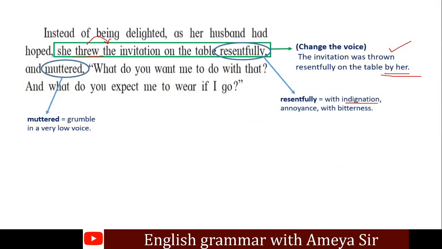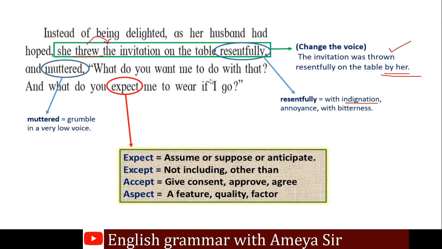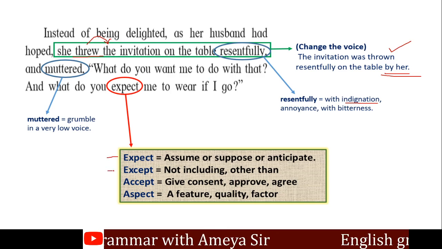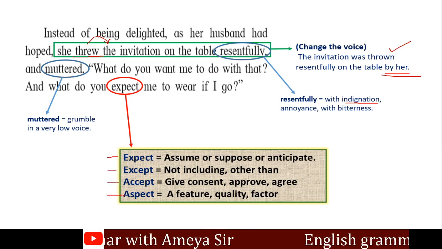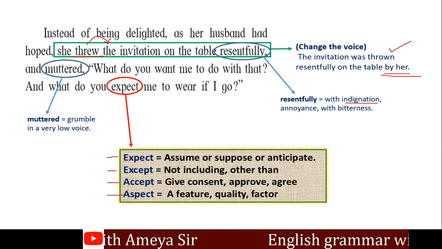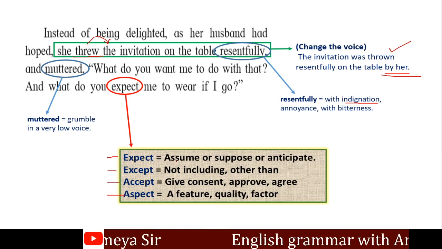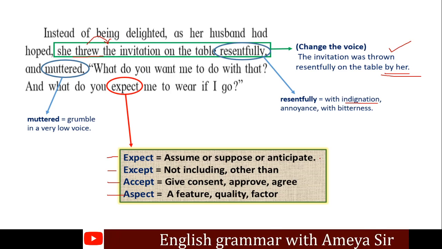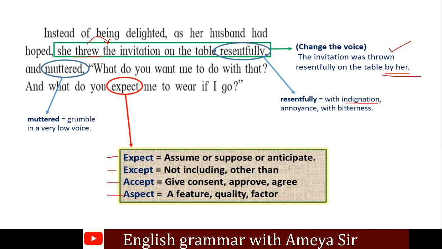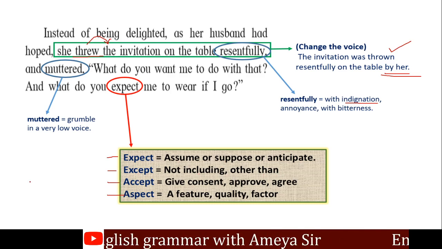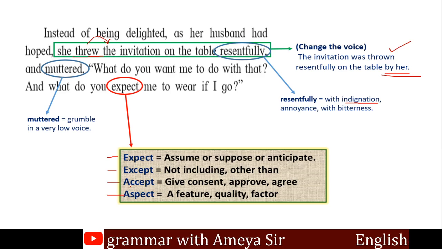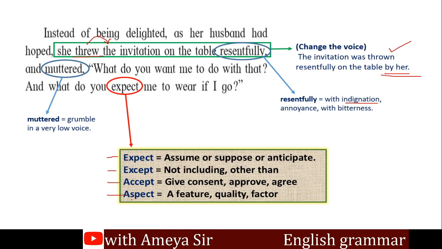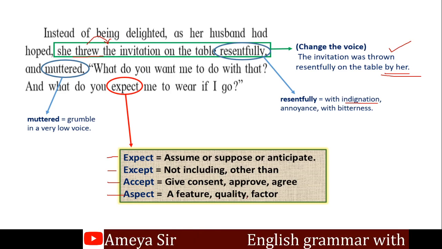Is there anything else to study in this slide? Yes. What an important entry, guys. This is so important. These words are so confusing. Let's deal with them one by one. The one you have in the text is expect. What do you mean by that? Assume or suppose or anticipate that is likely to happen. The next one is except. That means not including, other than. The third one is accept. That means approve, agree, or give consent. And the last one is aspect, which means a feature, a quality, or a factor.